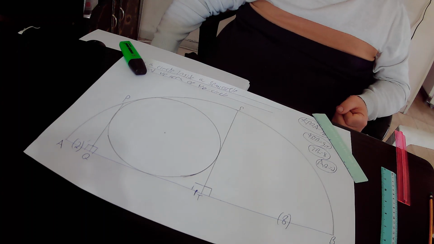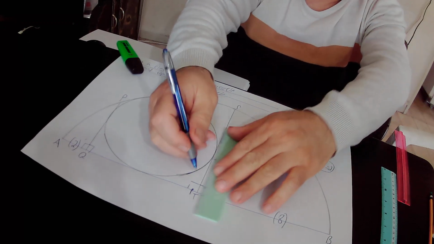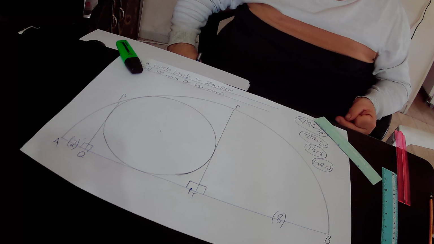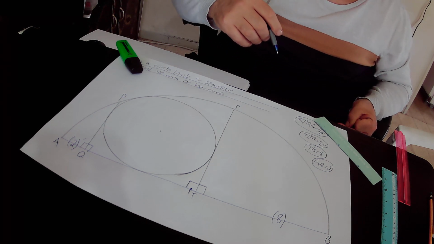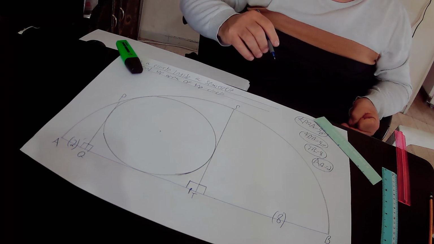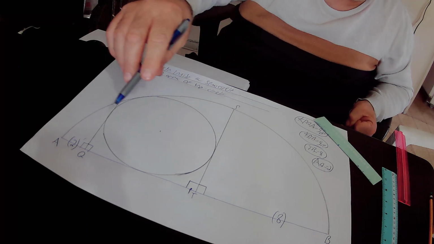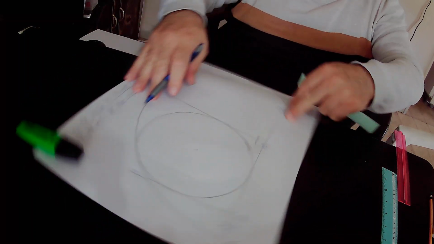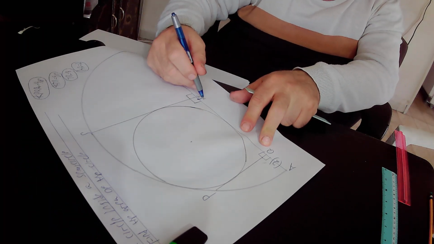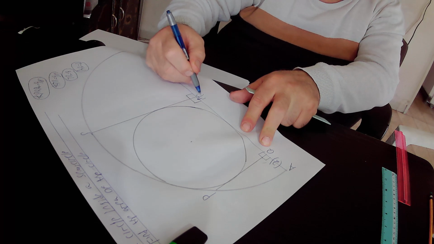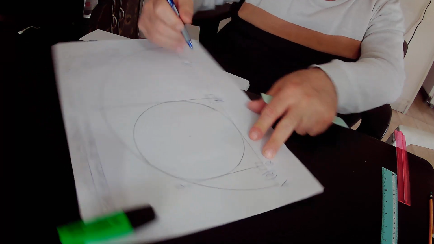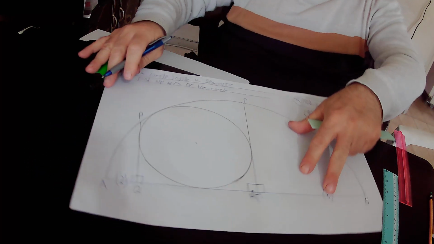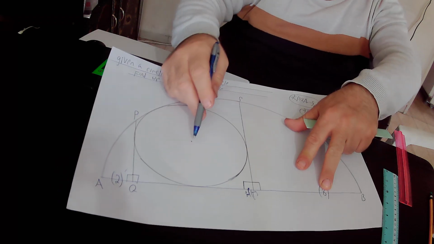In the next step, we'll define the relevant points to this question with letters. We'll define the center of this big semicircle. This point is point H. We will define the center of this small circle. This point is point K.